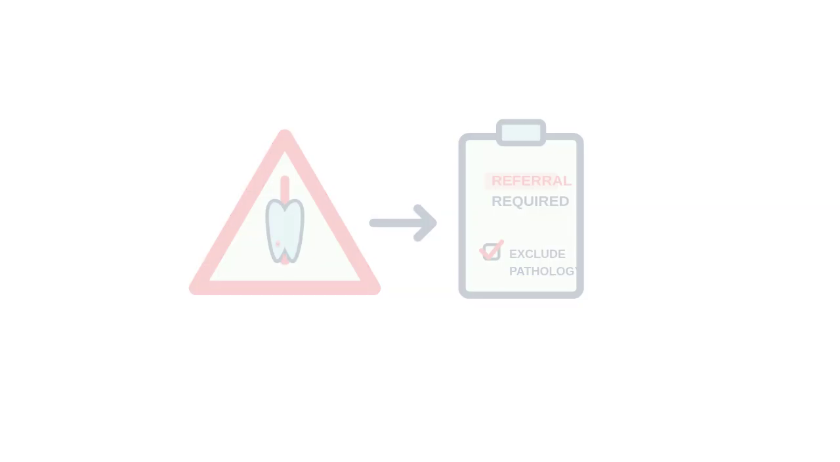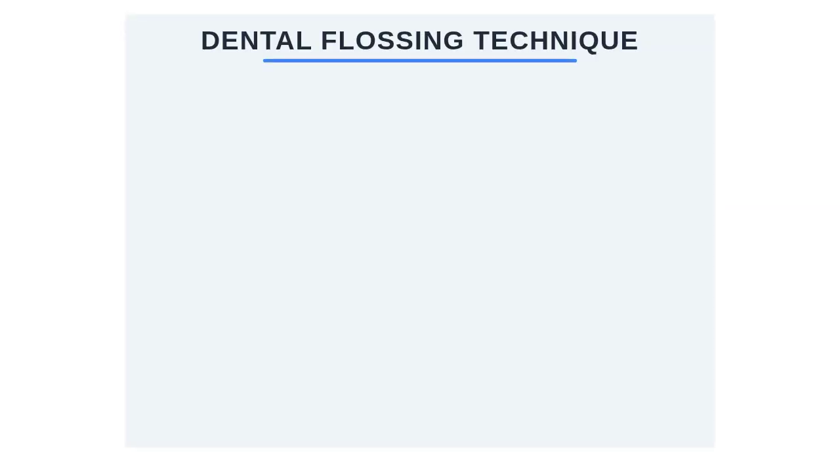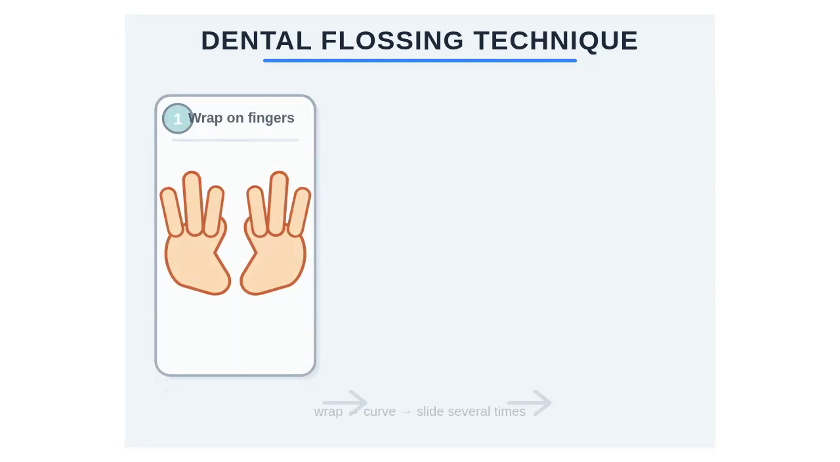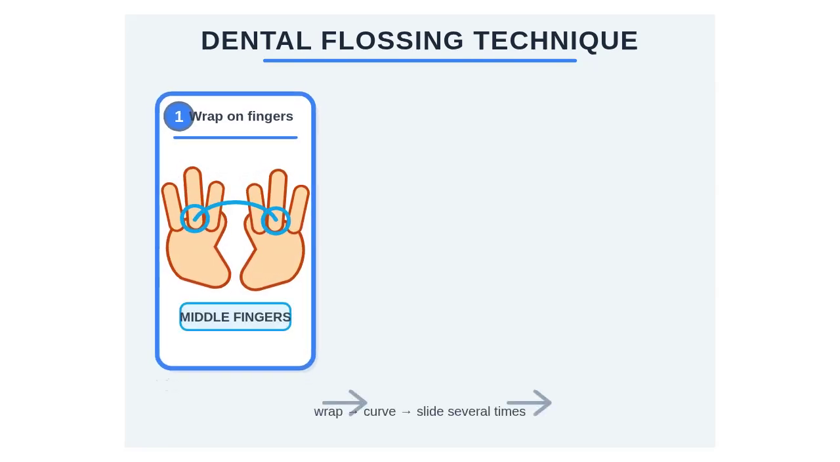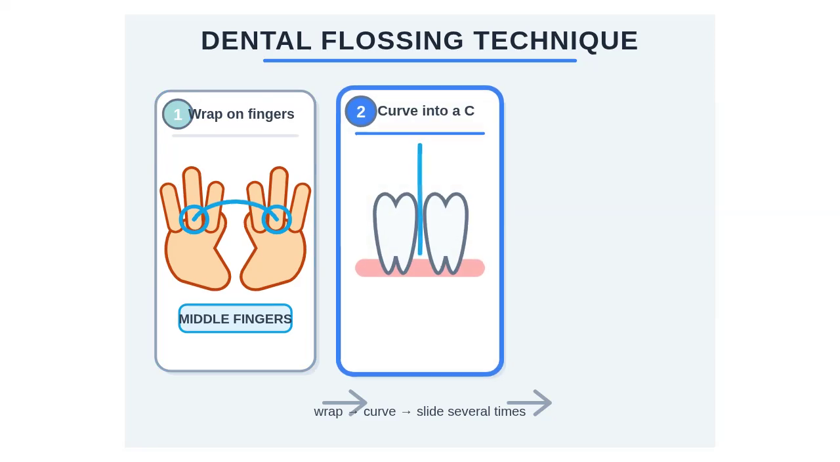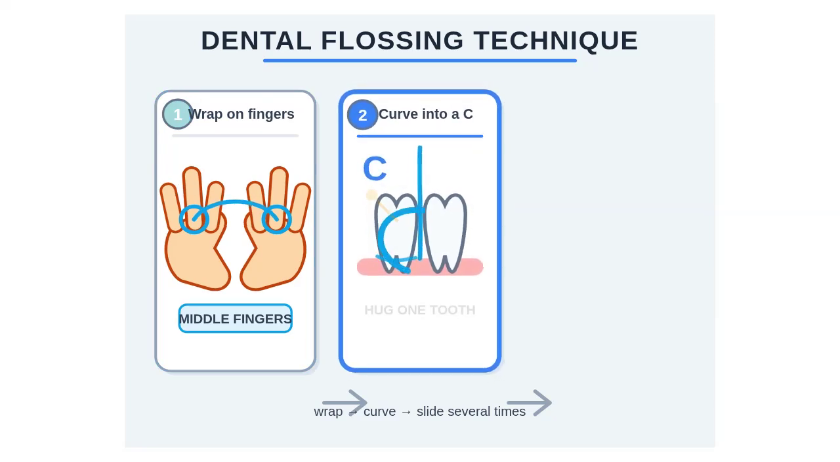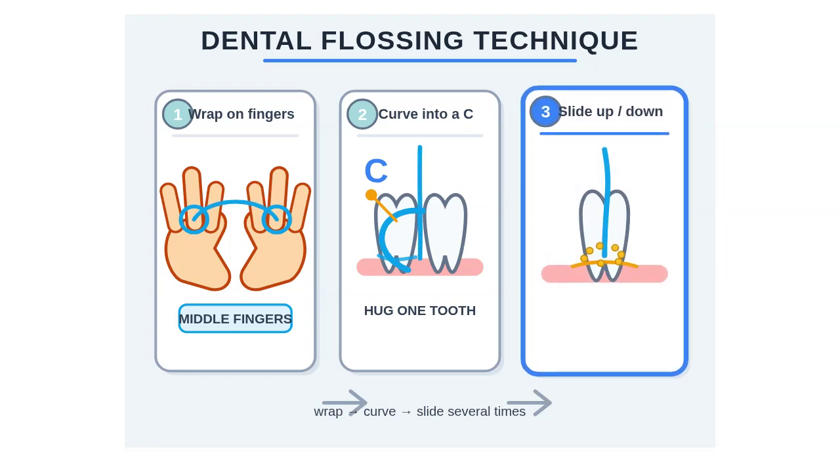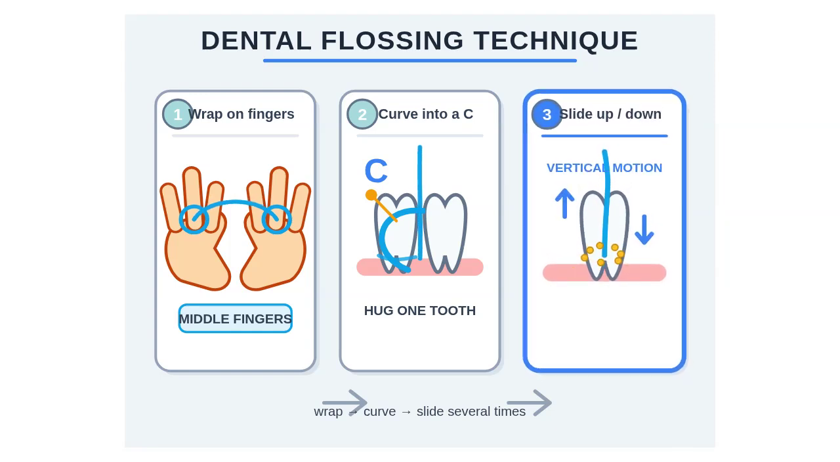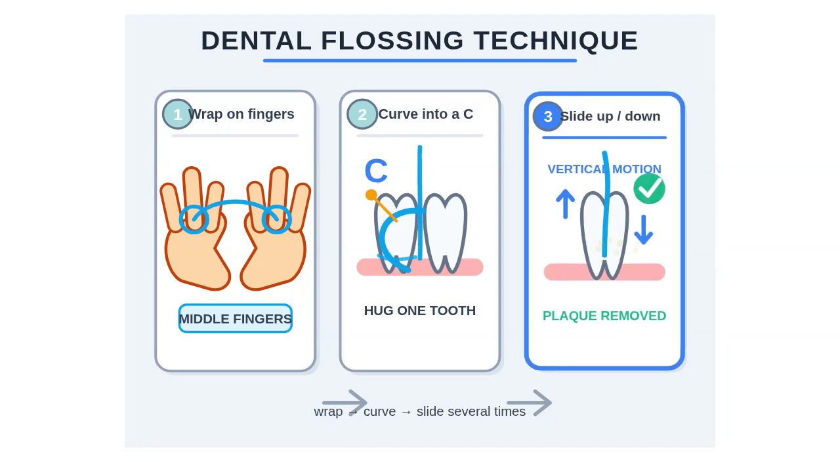pathology. Regarding dental hygiene advice that may appear in exam questions, dental flossing involves wrapping floss around the middle fingers of each hand, placing it between 2 teeth, curving it into a C shape around 1 tooth, sliding it between the gum and tooth until resistance is felt, then moving it vertically several times to remove plaque.